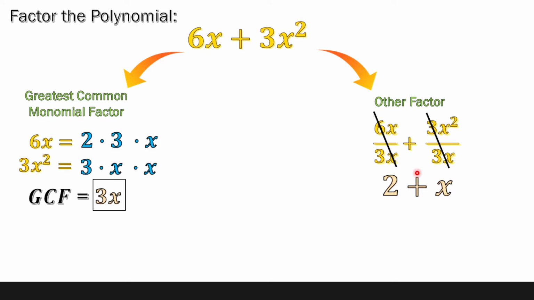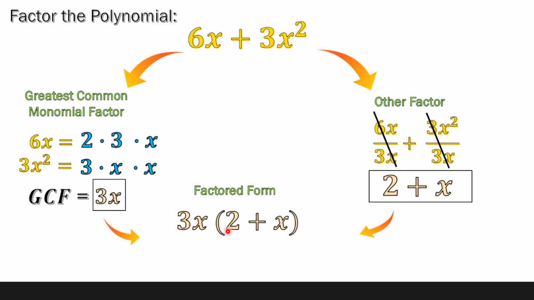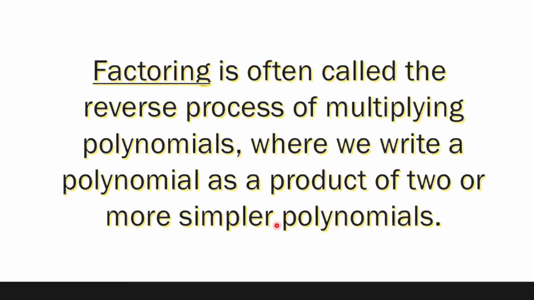Now, if you get the other factor, para makuha natin yung factored form natin pinatawag, i-multiply natin si 3x times 2 plus x. So, that is 3x plus 2 plus x. Okay? Another, factoring is often called the reverse process of multiplying polynomials, where we write a polynomial as a product of 2 or more simpler polynomials.